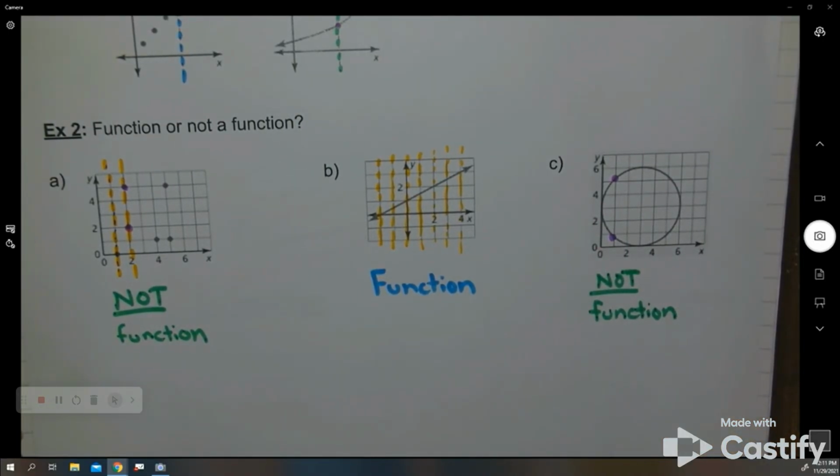So you can use a pencil, you can use a ruler, you can actually draw those lines. If it's on the computer, sometimes it's a little bit harder to draw lines. But if you can hold your pencil up or hold a ruler up to see, does it touch in more than one place on that same vertical line, you'll be able to easily determine whether it's a function or not just by that graph.